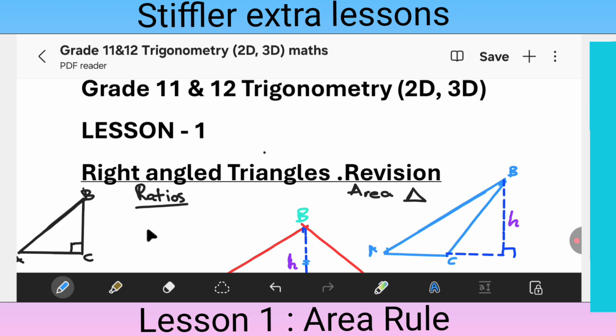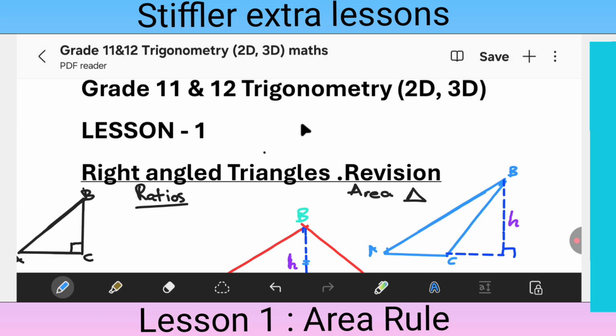My name is Stifler. Today, I just want to focus on grade 11 and grade 12 trigonometry, 2D and 3D. This is a topic where we focus on triangles that are not right-angled triangles: how to find the sides, how to find the angles, and also how to find the area of triangles that are not right-angled or triangles that don't have the perpendicular height.